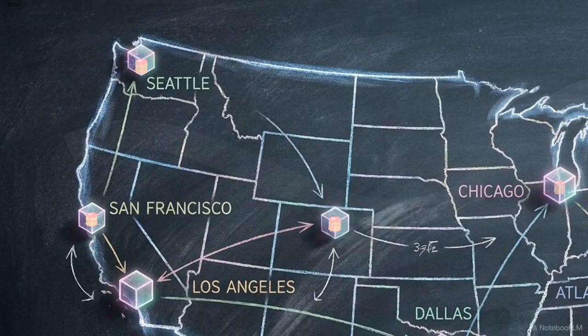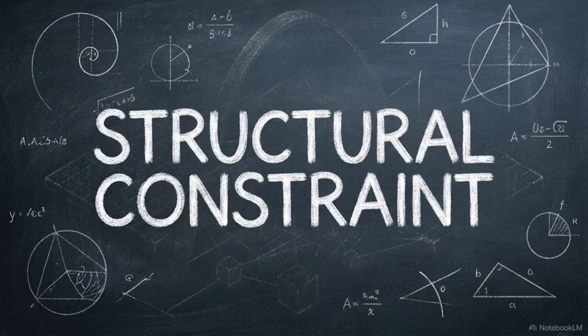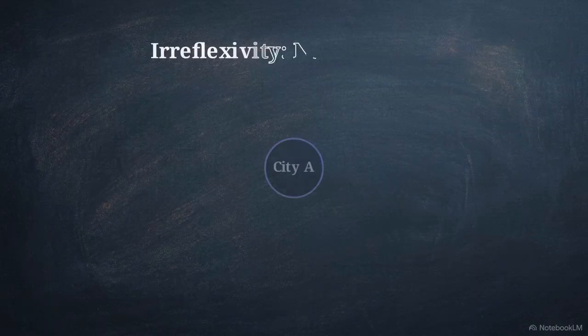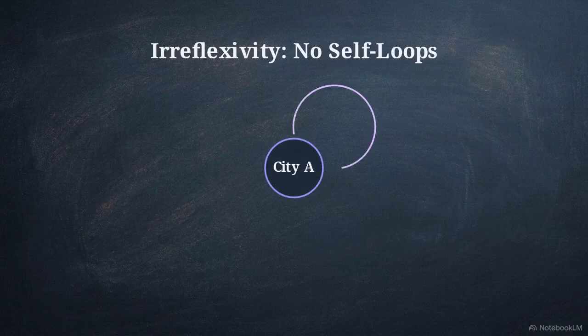If we have a set containing every city an airline serves, a Cartesian product would represent every possible flight path between them. The airline's actual relation only contains the specific pairs connected by a direct flight. This introduces the property of irreflexivity. Since an airline doesn't operate flights that land at the same airport where they took off, the relation never contains a pair where the city is mapped to itself.